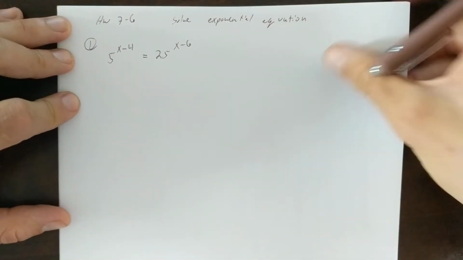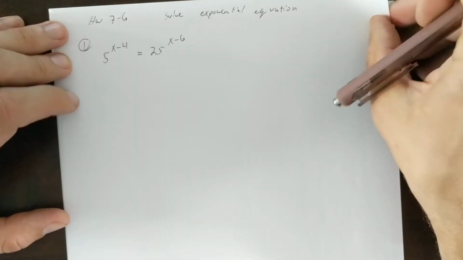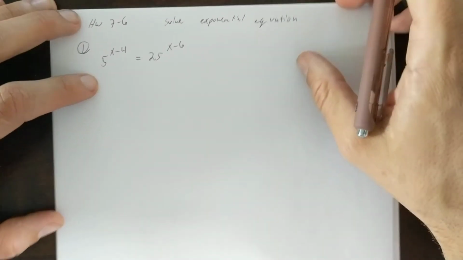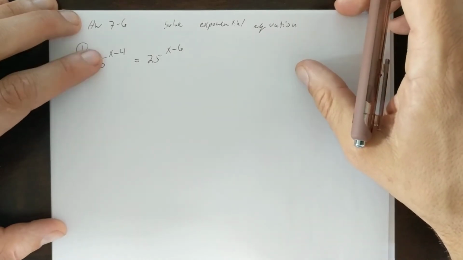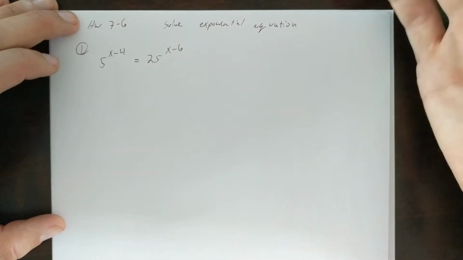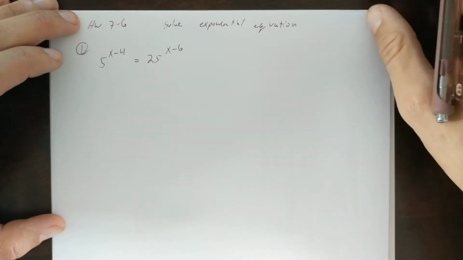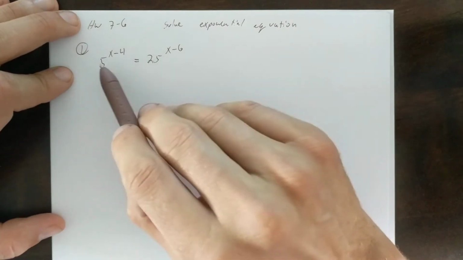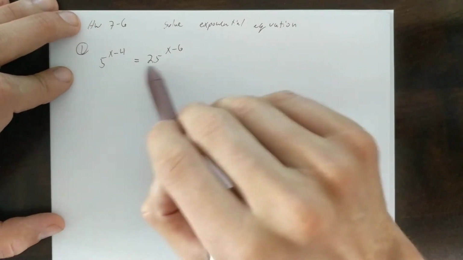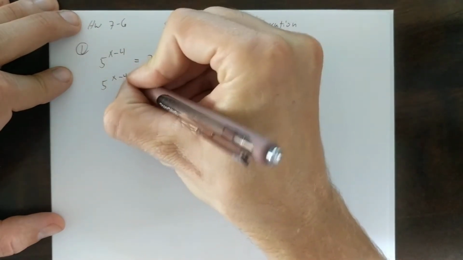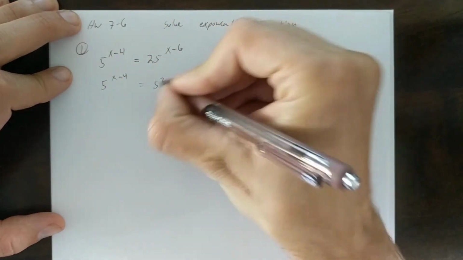There's a couple ways to do this, but the main thing is, if I can get the base to be the same, which is something we've already done, and they're still equal, then obviously the exponents are going to be equal. Between 5 and 25, we can recognize that 25 is really just 5 squared.